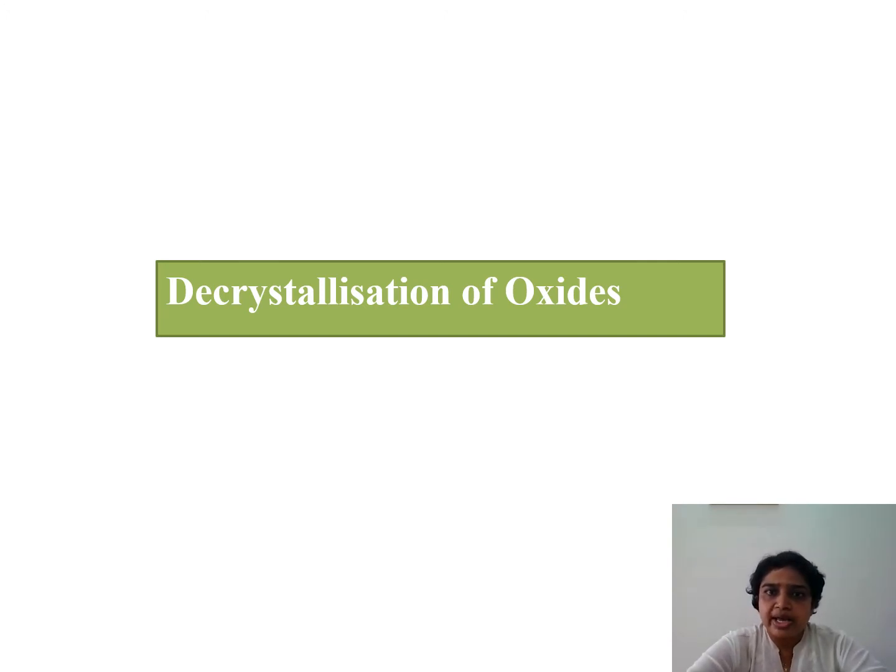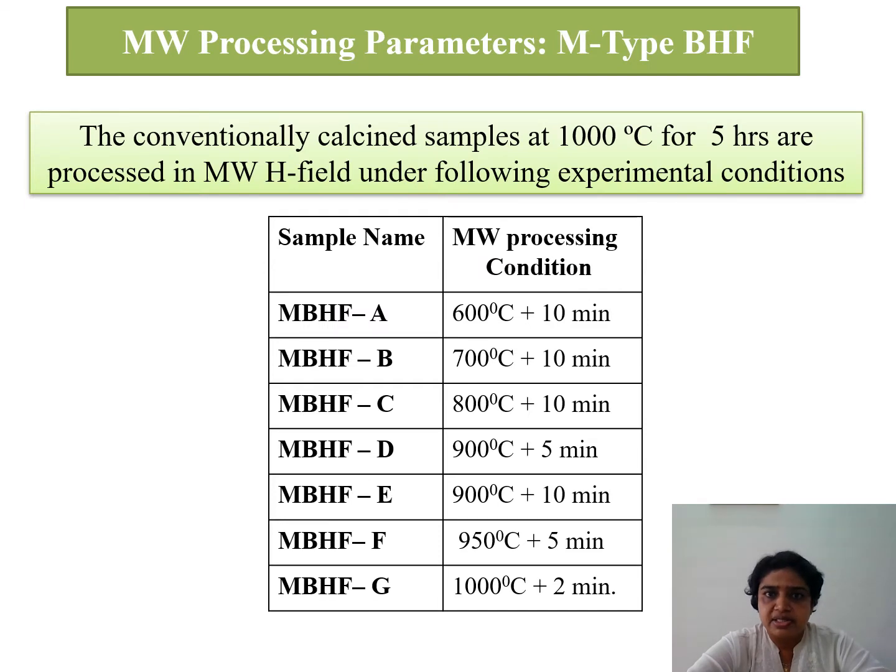So let's go ahead. We synthesized a series of barium hexaferrite at a temperature of 1000 degrees centigrade for 5 hours by the conventional solid state reaction method, and then we processed the sample, which was sintered at 1000 degrees centigrade for 5 hours. We processed the sample under microwave for different times and at different temperatures.